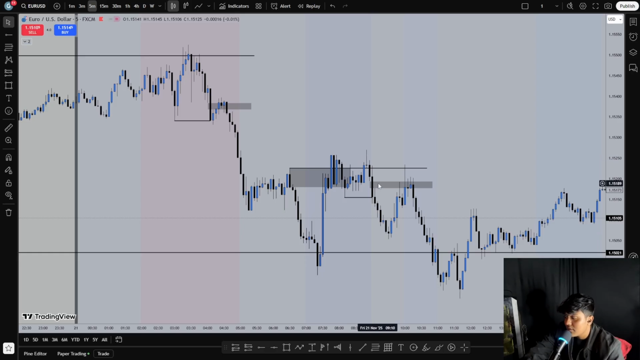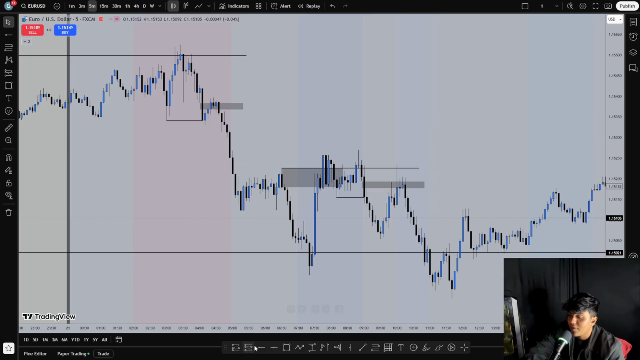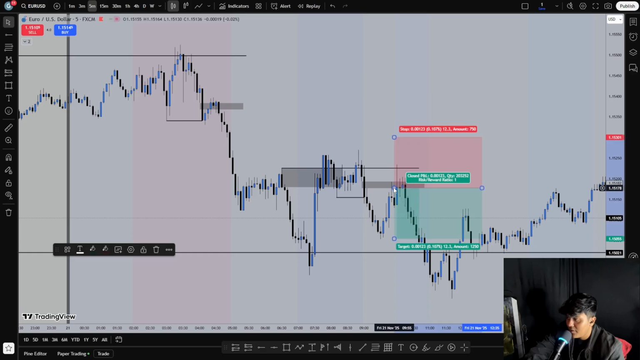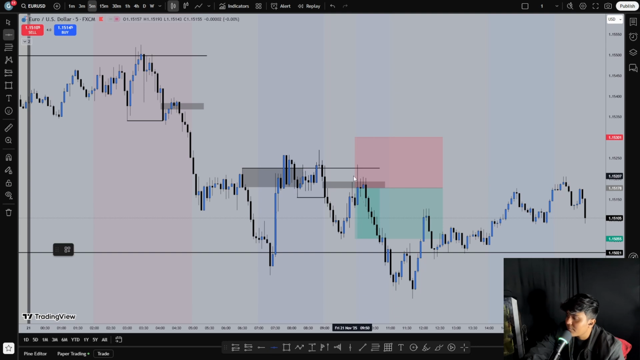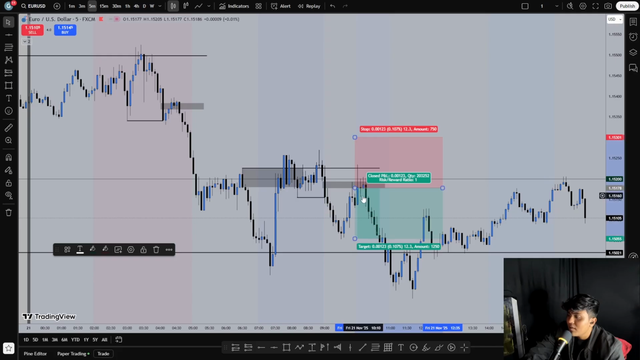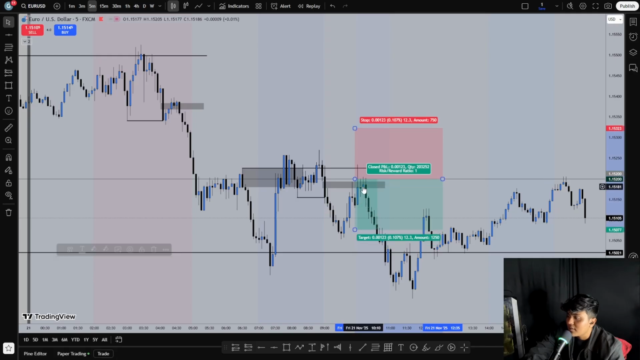Then there was a fair value gap also, if you guys can see over here. So in this type of scenario, you will enter at the start of this fair value gap, and your stop loss will be a little bit above this structural high. Okay, and there was this round psychological number also over here, 1.15200. You could have entered from this level also, like this, and your stop loss will be 10 pips.